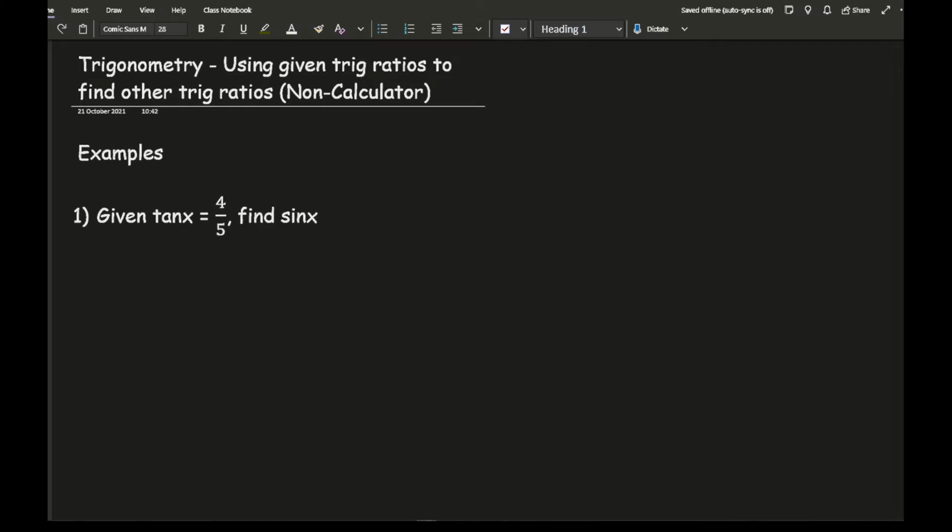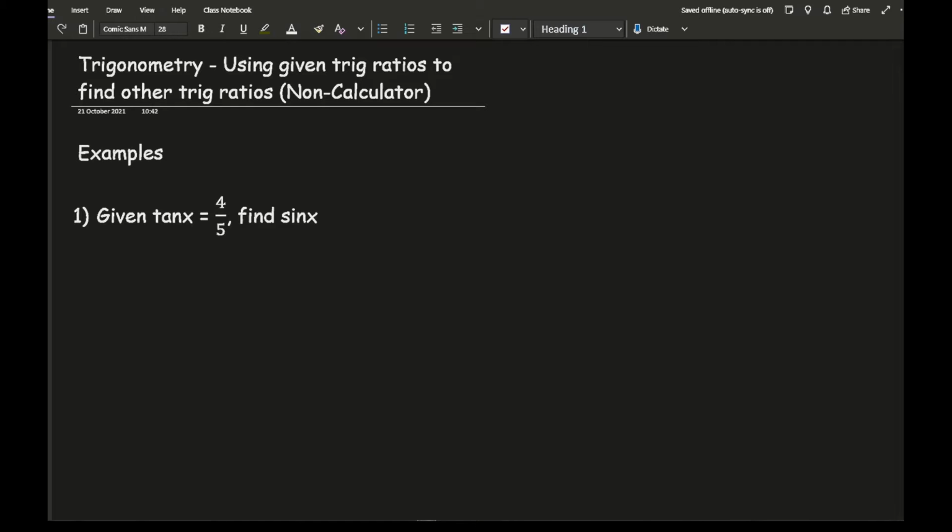So the question, example 1, says that given that tan x equals 4/5, find sine x. Now at face value you may be thinking, what on earth is this question on about? I haven't even been given a triangle. I know what tan x is, it's going to be 4/5, which is 0.8, but how on earth am I supposed to find out what sine x is without a calculator?